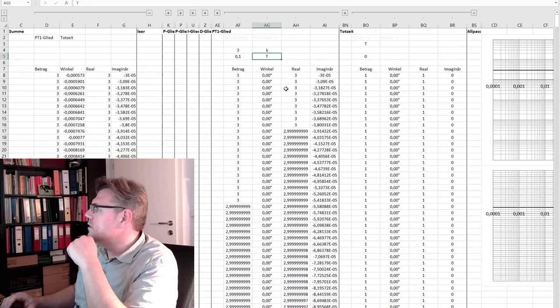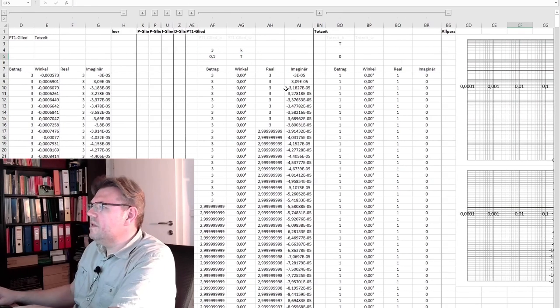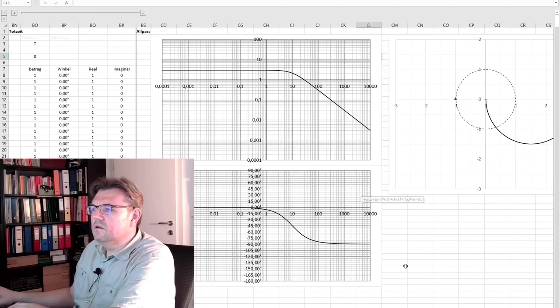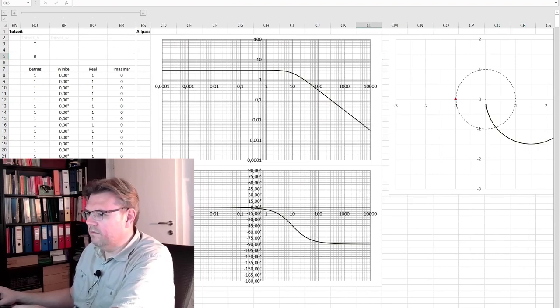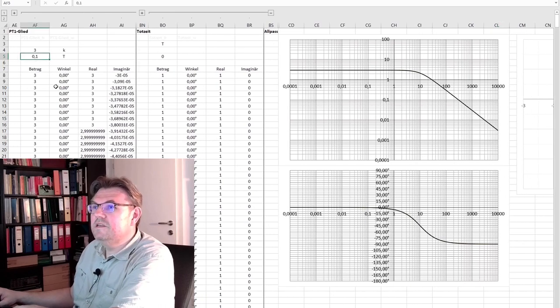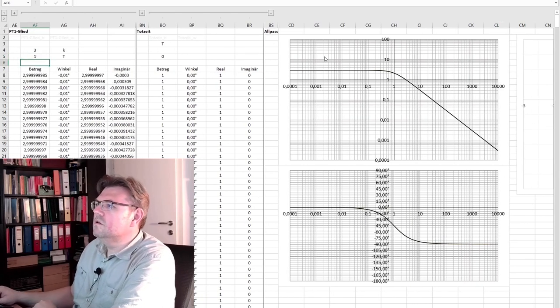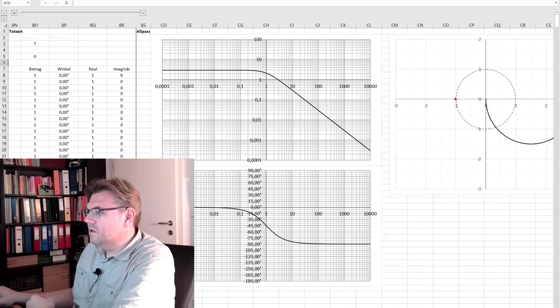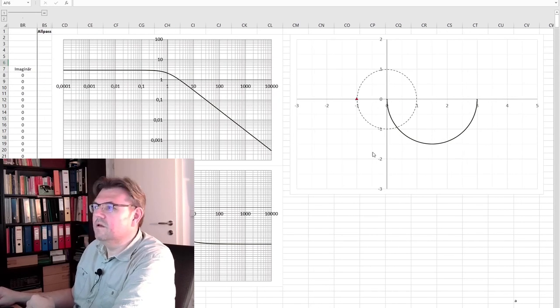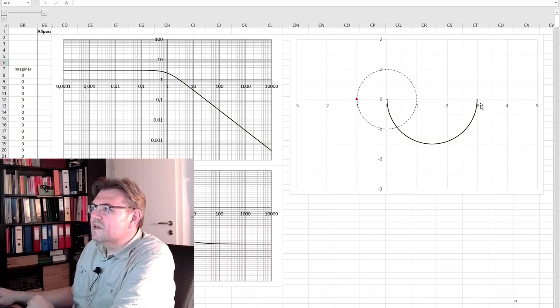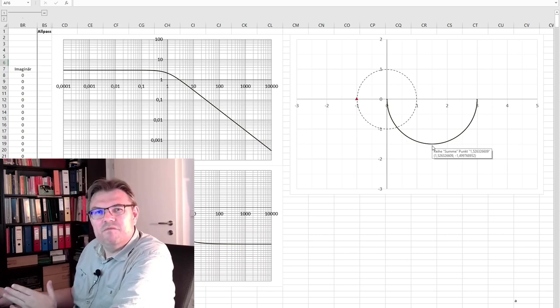Let's go back to 3 and see what is happening if we change T. Let's say we use 1. You see, we are just changing the position of the bend. In the Nyquist plot, nothing is changing. In the Bode plot, we are shifting, but in the Nyquist plot, it's just where the omegas are. Now here is 1, before it was 10, but that's all.